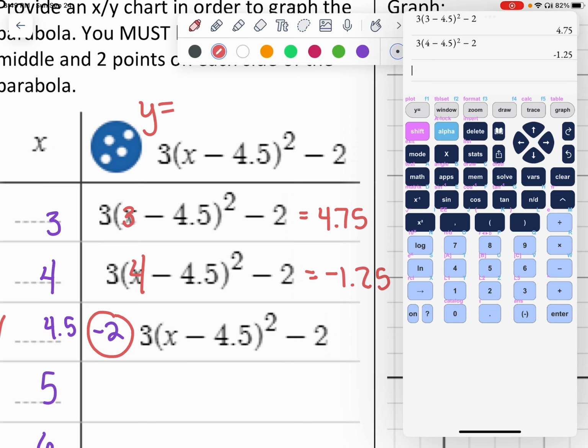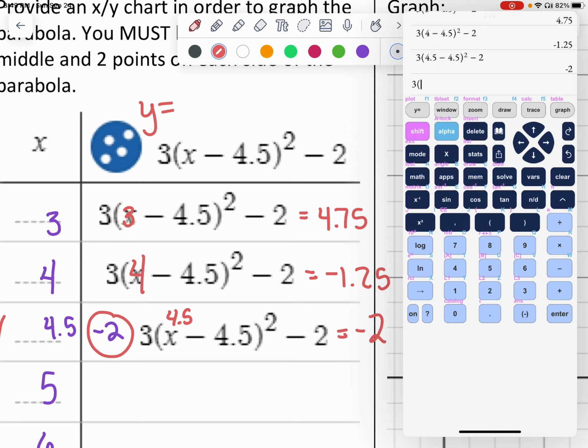Okay, so what was that? I'm plugging in 4.5: 3 times (4.5 minus 4.5) squared minus 2. And you can see that would truly give us negative 2. Okay, so if you wanted to see it, there's why we got negative 2.